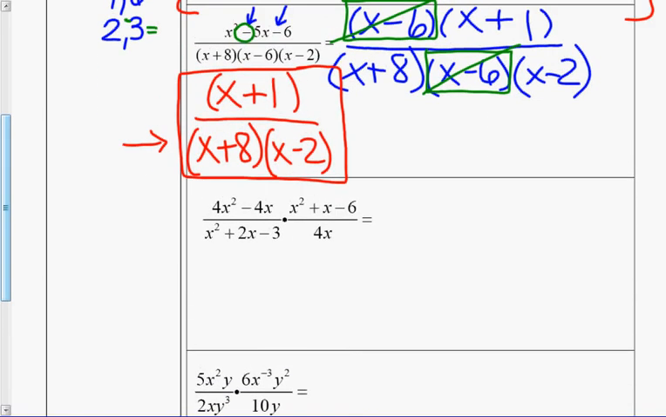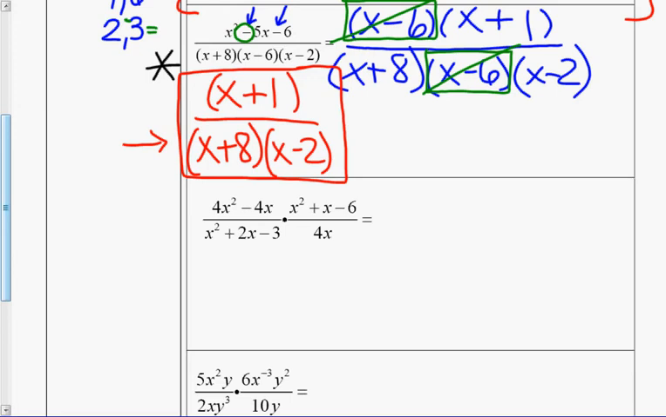Okay? We have 4x squared minus 4x over x squared plus 2x minus 3 times another fraction, which is x squared plus x minus 6 over 4x. So what we need to do is it's the same thing we just did up here, all right? Same thing we just did, except it's two different fractions. So first step was to factor it. So let's factor the numerator for this first one.